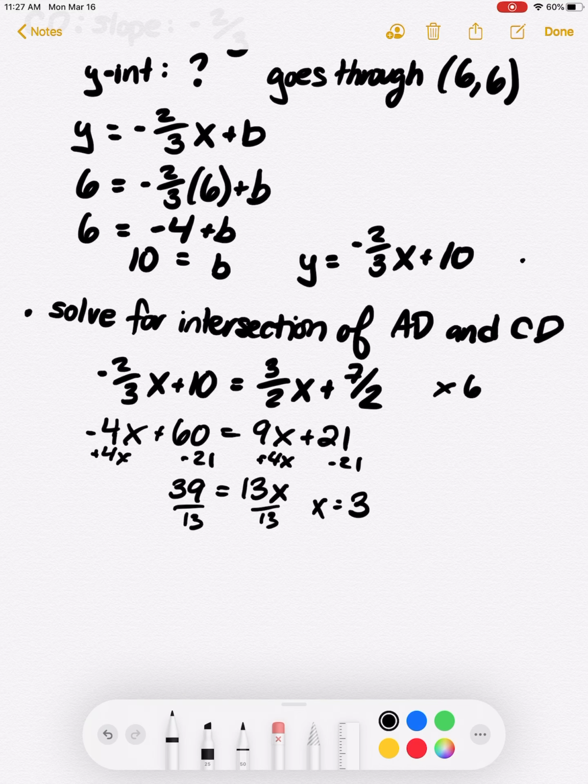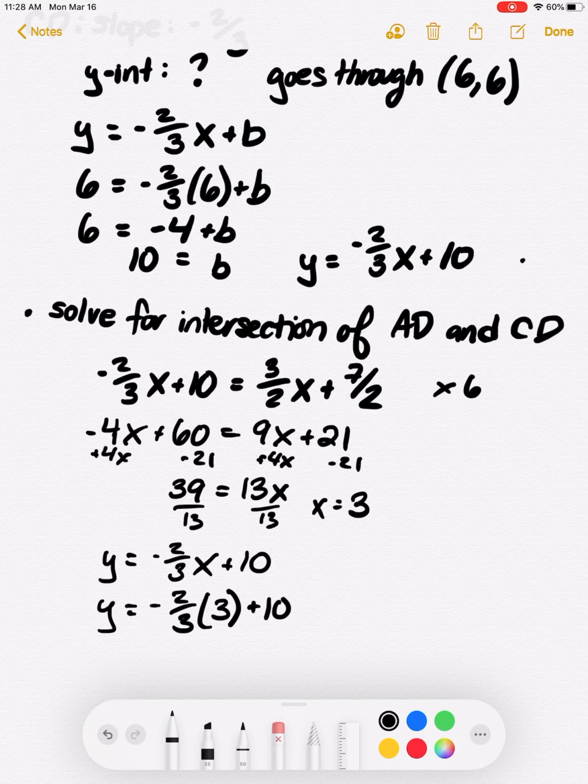So let's plug it into, what about AD? So y is equal to minus 2/3 x plus 10. If x is 3, we can just plug that in. Y is equal to minus 2/3 times 3 is minus 2 plus 10. That gives you 8. So the point D, x is 3 and y is 8. And we're done.